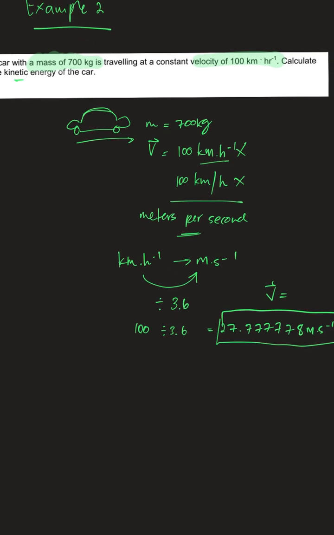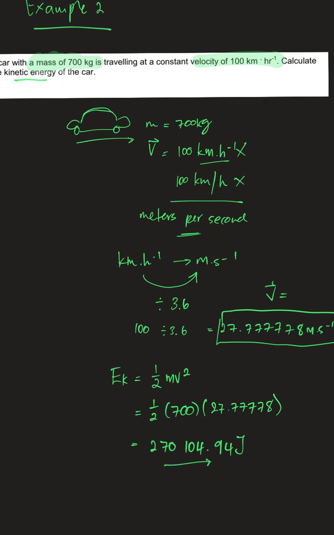Now they want us to calculate the kinetic energy. So EK is equal to half mv squared. So half times 700, times 27.77778 is going to give me 270,104.94 joules. If you want to, you can put it into scientific notation. You're more than welcome to do that. But that's how you would do something like this.